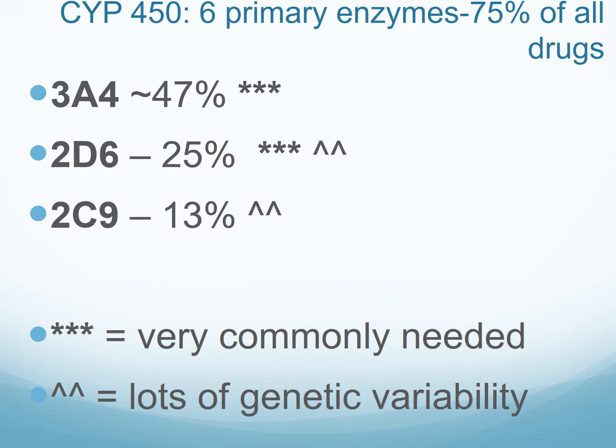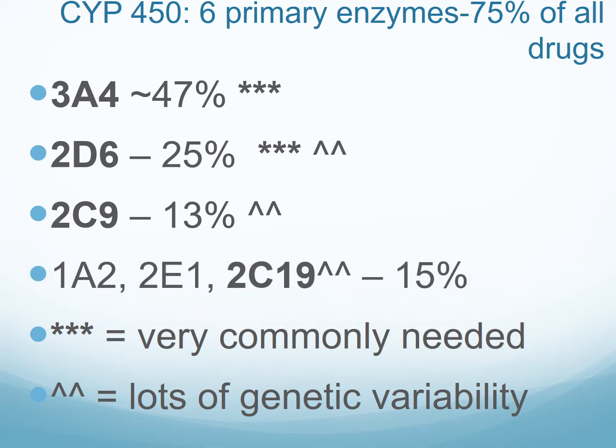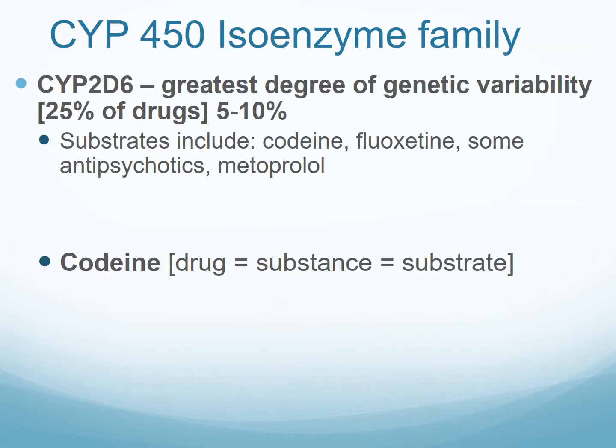The first 3, 3A4, 2D6, 2C19, you see the percentage of drugs that need a CYP450. That's the enzyme that they have to have. The little hashtag, or the little tent, is signifying an enzyme that has a lot of genetic variability. And here are 3 more. Together, these 3 are 15%. So 2D6, 2C9, 2C19 have a lot of genetic variability.